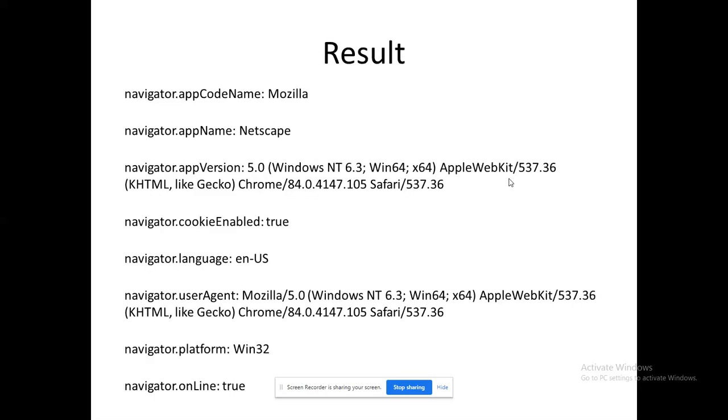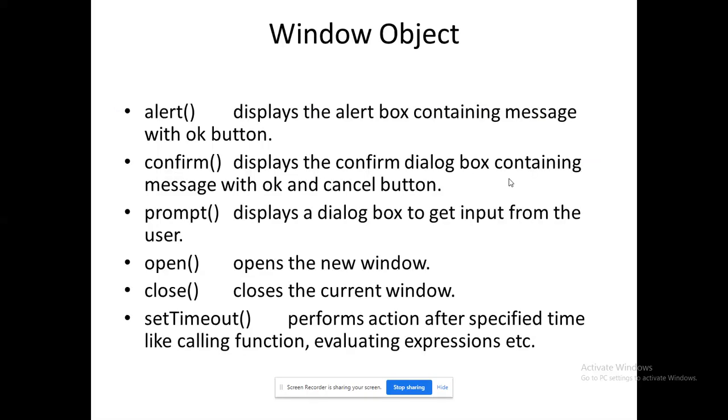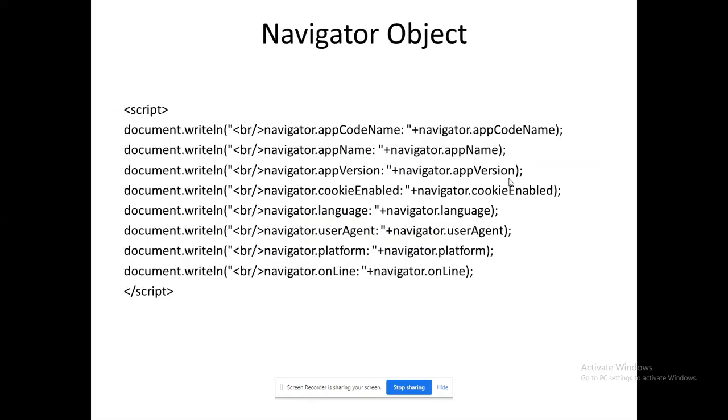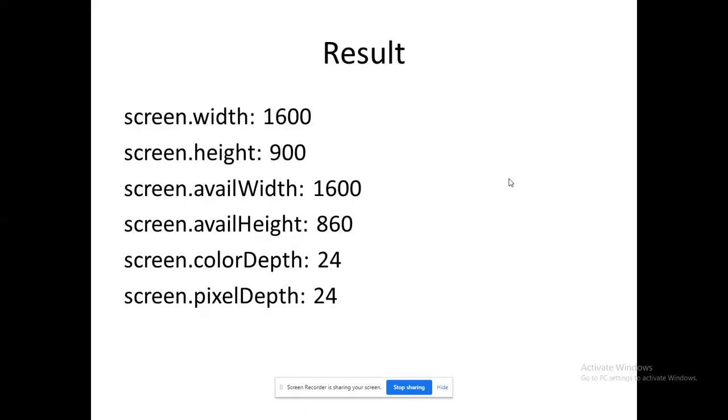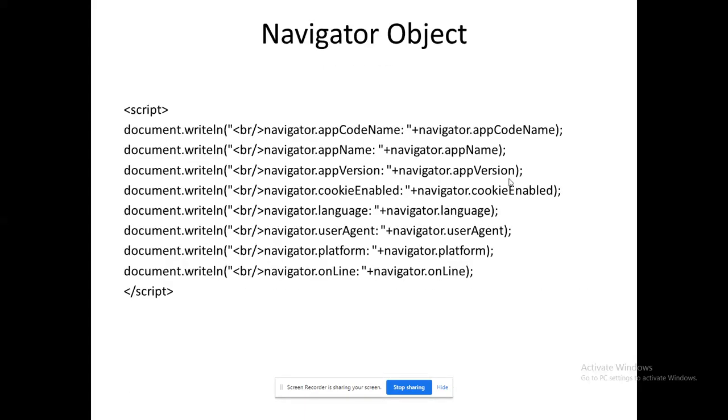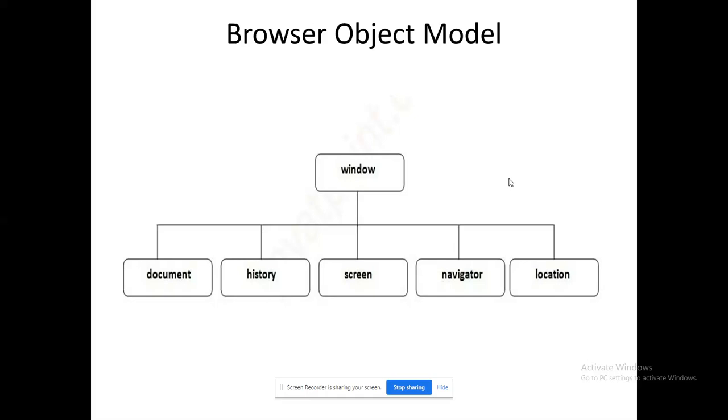So till now we have seen the screen object, navigator object, history object, and window object: window, history, navigator, and screen. These are all the objects that you need to remember pertaining to the window. In window we have document, history, screen, navigator, and location. Location will be incorporated along with navigator itself.